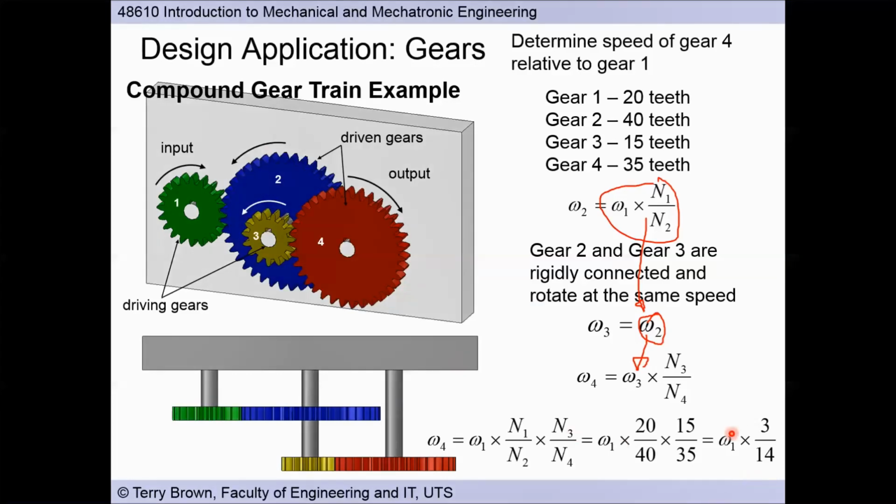Okay, so now we end up with a much greater change in speed. Okay, so here we're 3/14 of the speed of gear 1 at gear 4. Okay, so previously for the simple gear train we had 20 over 35. So now we've got 20 over 35 times 15 over 40.